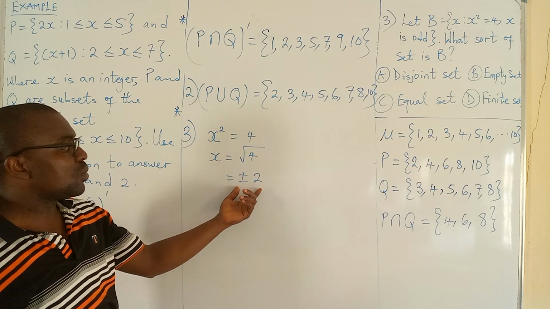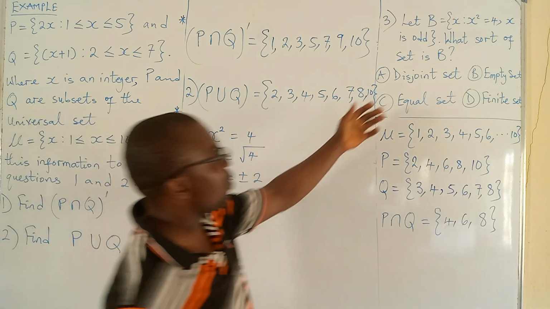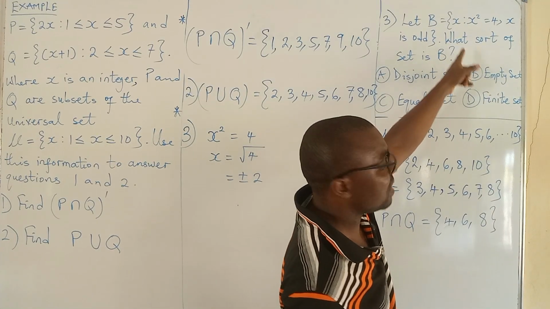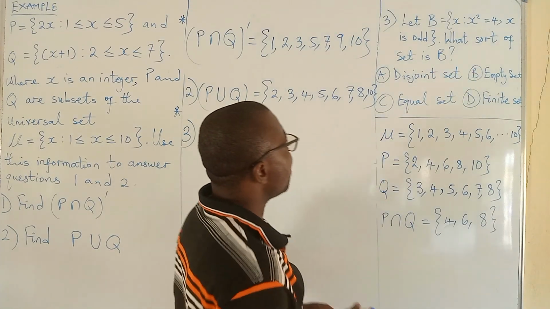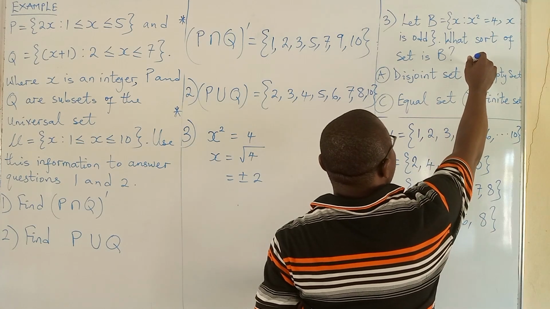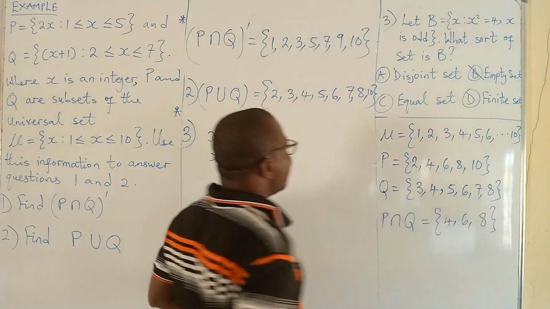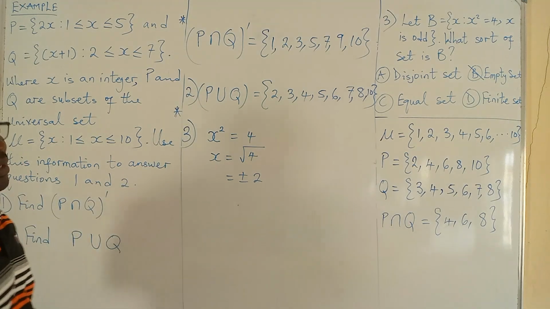So since 2 is an even number, it contradicts what is here, because you are told x is an odd number. So it simply means that it is an empty set. There is no set like that. It is an empty set. That's the answer to it.